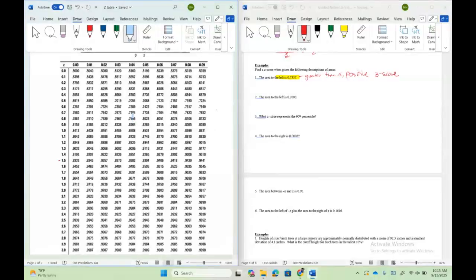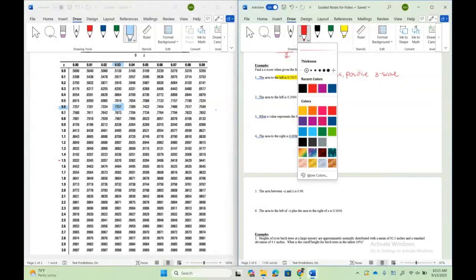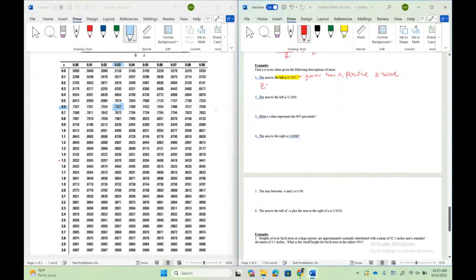0.7357 in the table. So I'm just going to hunt, oh, there's 0.73, and here's 0.7357. So that exact area is given here. Okay, so to find the value of z, I'm going to look to the left, and then above, and I'm going to put these two numbers together to represent that z-score. So z would equal 0.63.